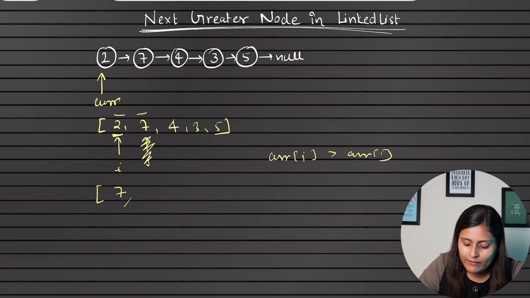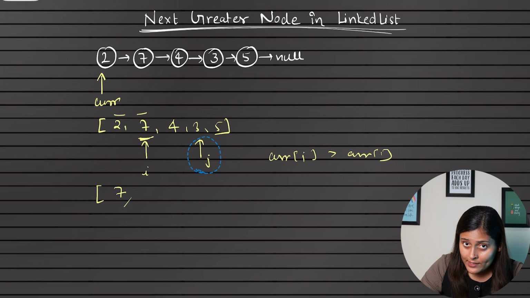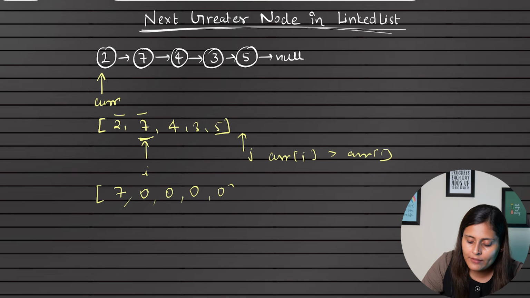Now what I will do? I will remove j and I will move my i ahead. Now I have to find the answer for 7. So now I will start my j from i plus 1. Again I will check, hey 4, are you greater than 7? No. 3, are you greater than 7? No. 5, are you greater than 7? No. This is out of index. If it is so, then we'll put 0. Or else you can simply initialize the whole array with 0.